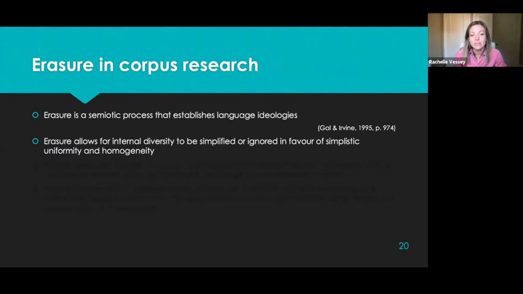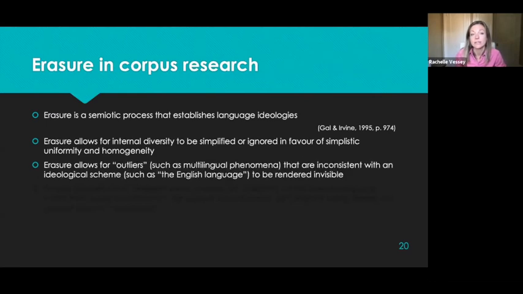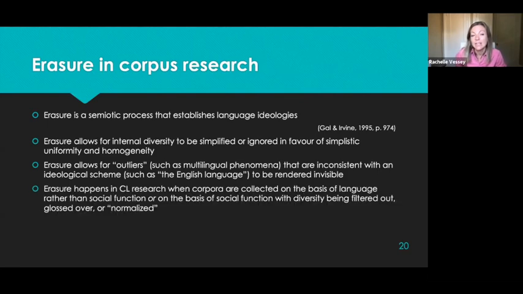But in basic terms, erasure allows for internal diversity to be simplified or ignored in favor of simplistic uniformity and homogeneity. Erasure allows for outliers, such as multilingual phenomena that are inconsistent with an ideological scheme, such as the English language, to be rendered invisible. And erasure happens in corpus linguistics research when corpora are collected on the basis of language rather than social function, or on the basis of social function with diversity being filtered out, glossed over, or normalized.